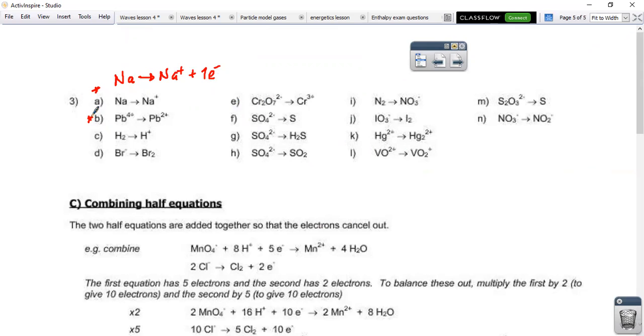Likewise, let's have a go at B. Would you add 2e minus to the right side or the left side? Has it gone from +4 to +2? Has it been reduced or oxidized? It's been reduced. So where should I add the electrons, on the left-hand side or the right-hand side? The left. Correct. Well done.